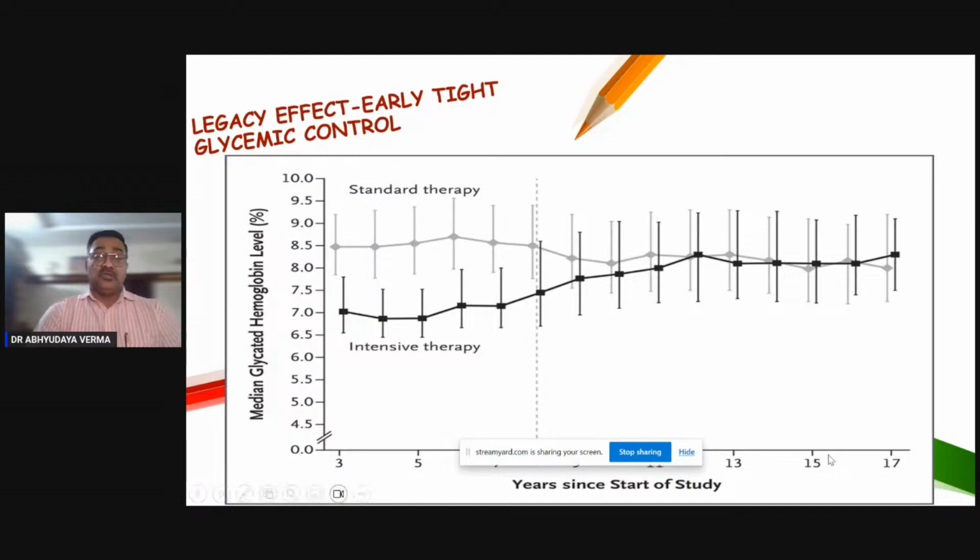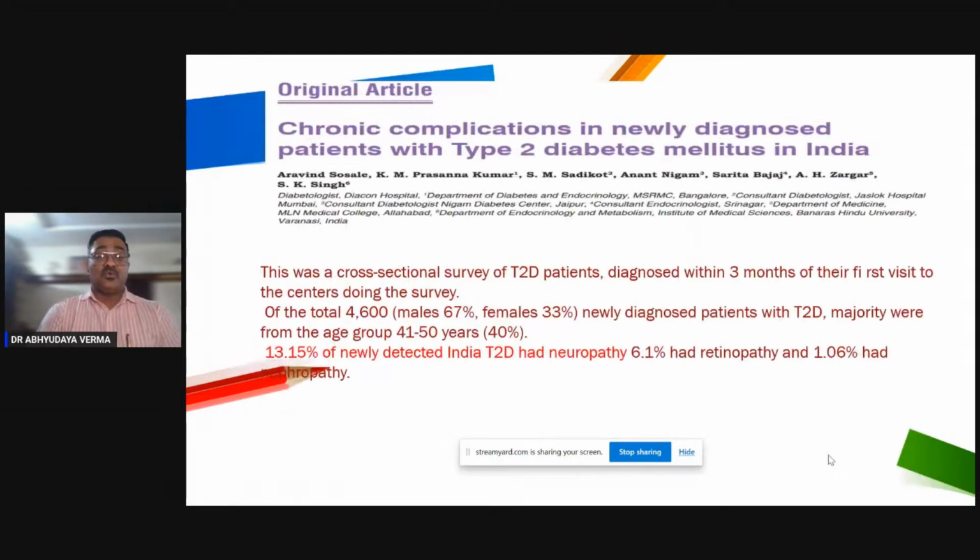And this is a very good Indian data, where this was basically a cross-sectional study of type 2 diabetes mellitus patients who were diagnosed within 3 months of their first visit after the type 2 diabetes mellitus started. Out of these 4,600 patients, 67% were males, and they were newly diagnosed patients. The majority were between the age group of 41 to 50 years, which was 40%.